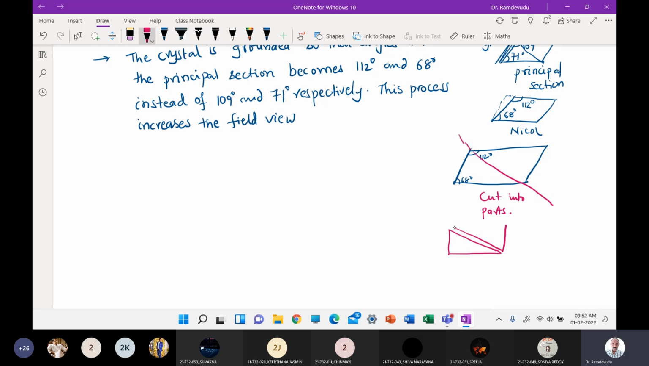I have another piece like this. These are the two pieces we have. This is piece one, suppose this is piece two. I have cut it into two parts.